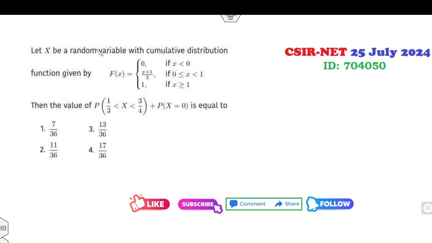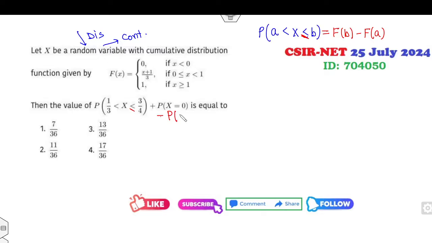Okay, now consider the random variable; whether it is discrete or continuous is not given. Then for the value of this probability, if you remember the shortcut trick, how can you express that? This is F(B) minus F(A). Make sure the equality must be there only on the upper side. Now in this case, equality is not there, so I can add the equality and subtract the probability component.